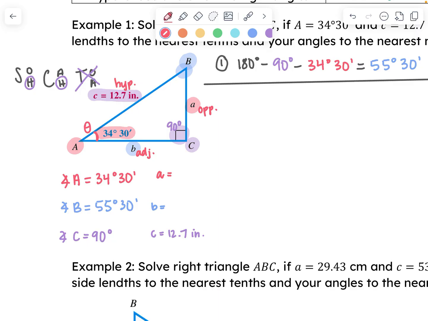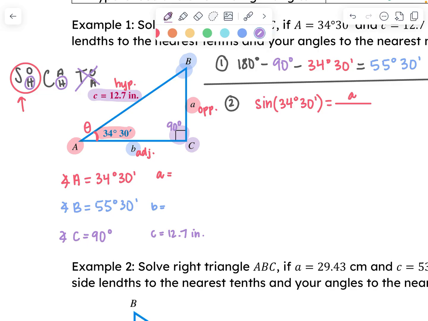So let's start with sine. The SO part is opposite over hypotenuse. Well, we just said our opposite side was side A. So let's use our SOHCAHTOA, specifically SO, to find that opposite side. So I'm going to say the sine of 34 degrees 30 minutes is equal to my opposite over my hypotenuse. My opposite is side A, and my hypotenuse is that 12.7 inches.